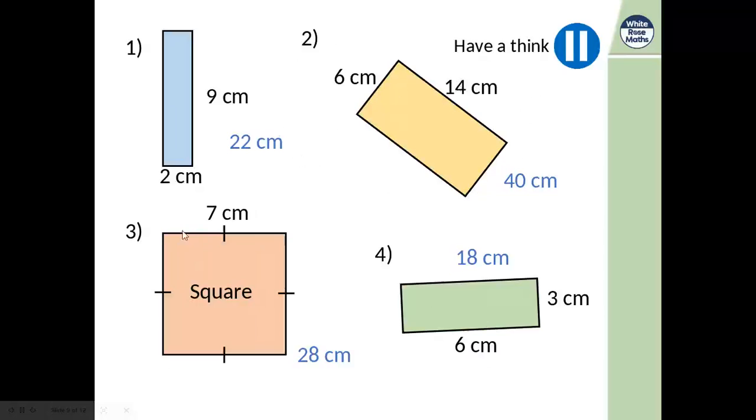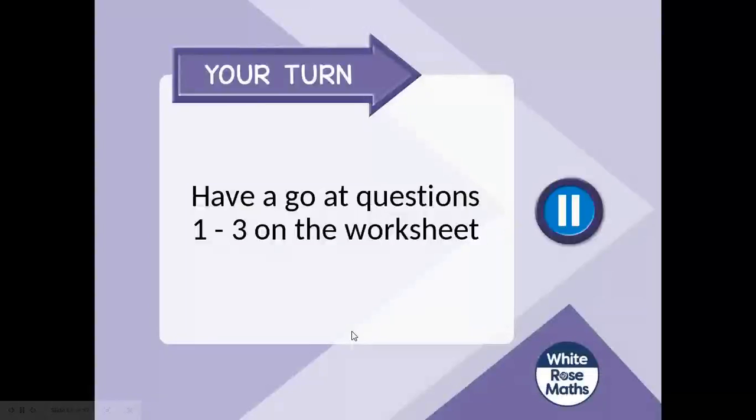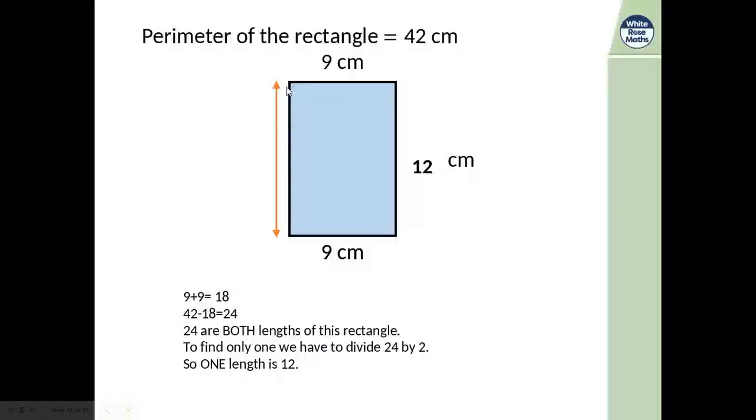I'm going to draw your attention to question number 3, because here we have got a square. And a square, as we know, is a special rectangle that has got all the sides that are the same. And it's got 4 sides. That means you should have multiplied 7 by 4, and that would have given you 28. Once you've done these questions, from 1 to 3 on your worksheet, you can go and work out this question.